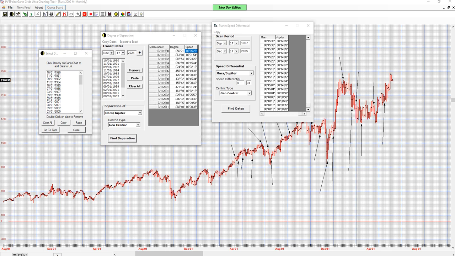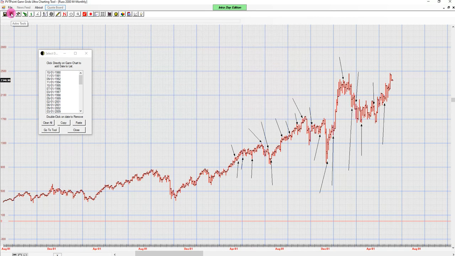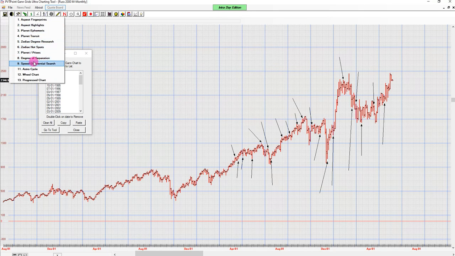Looking at the Russell 2000 here today, and taking a look at the planetary speed differential again, just because there are many things that can be gleaned from this, and a lot of insight can be gained from doing this type of work. So I'm using the two tools. I'm using the degree of separation, and then I'm using the speed differential search.